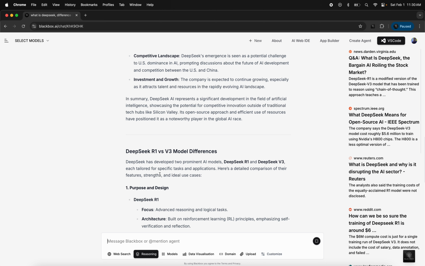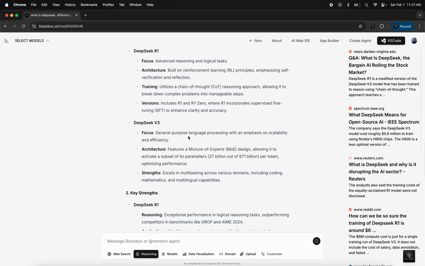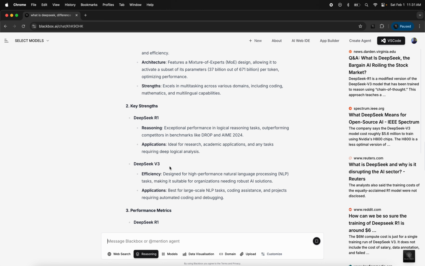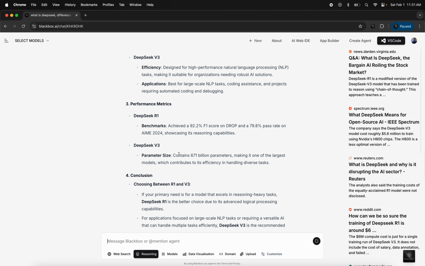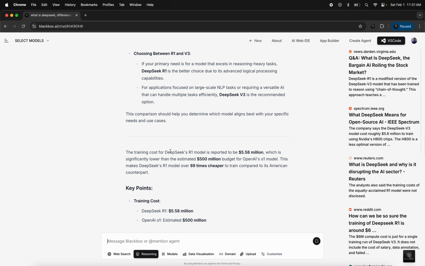Then here, second question was DeepSeek R1 versus V3 differences. As you can see, purpose here, basically the R1 is advanced reasoning and logical tasks, and the V3 is general purpose language. Then it's talking about the key strength of each, the performances of each, and as a conclusion.